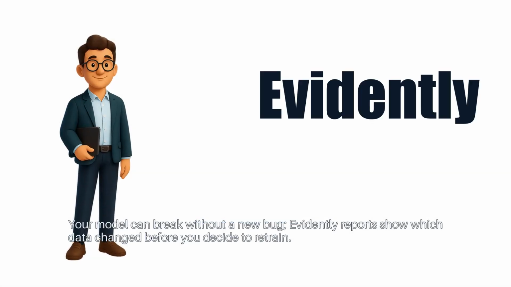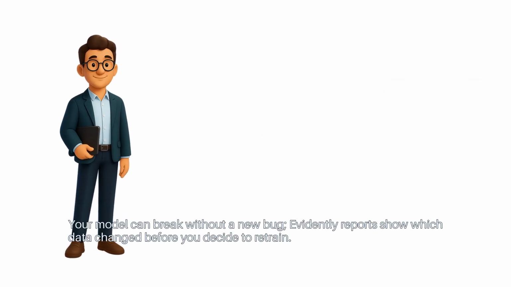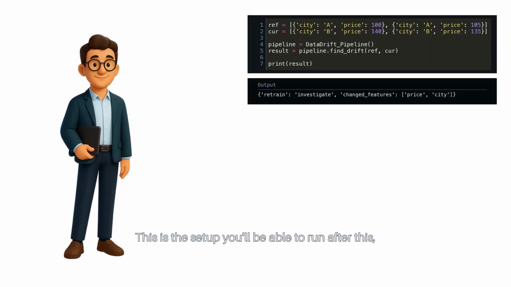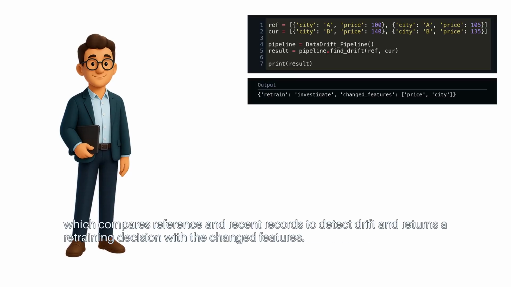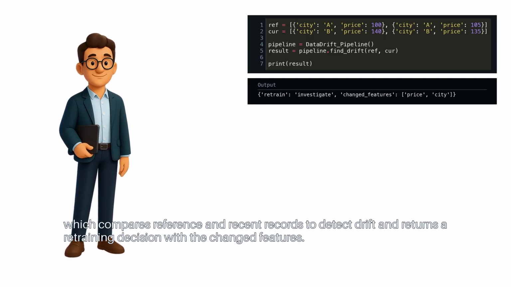Your model can break without a new bug. Evidently reports show which data changed before you decide to retrain. This is the setup you'll be able to run after this, which compares reference and recent records to detect drift and returns a retraining decision with the changed features.